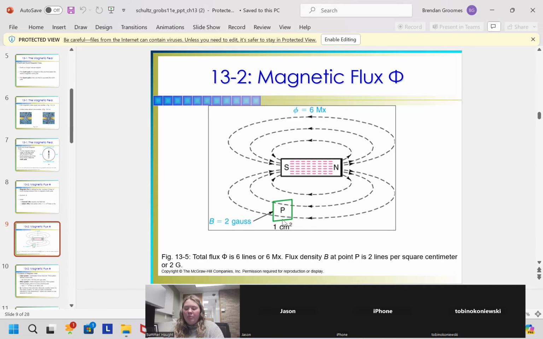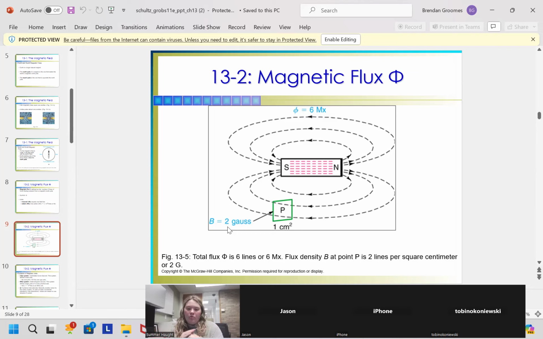Obviously it's not to scale, but if this is an area of 1 centimeter square, there's 2 lines in that area, which means that we have 2 lines per square centimeter. So you would say that the flux density is 2G, or 2 Gauss, because that's a unit for density. So again, it's the amount of lines in a set area.